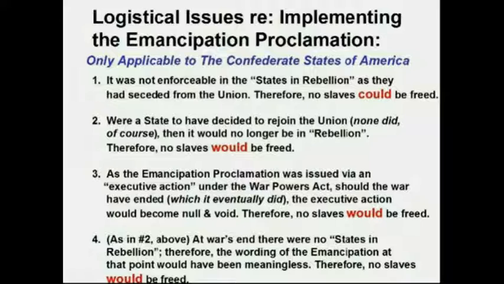As the Emancipation Proclamation was issued via an executive action under the War Powers Act, should the war have ended, which it eventually did, the executive action would become null and void. Therefore, no slaves would be freed. As in the second reason offered above, at war's end there were no states in rebellion. Therefore, the wording of the Emancipation Proclamation at that point would have been meaningless. Therefore, no slaves would be freed.